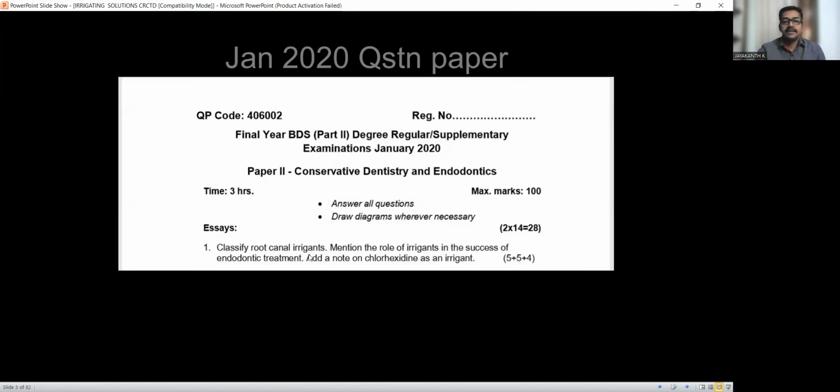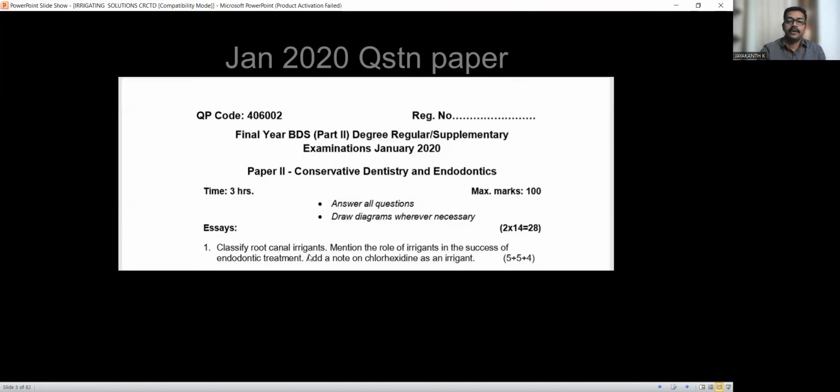Classify root canal irrigants. Mention the role of irrigants in the success of endodontic treatment. Add a note on chlorhexidine as an irrigant. So you had a question from this chapter as an essay question. You get a lot of questions, short notes, short essays, etc. from this chapter.